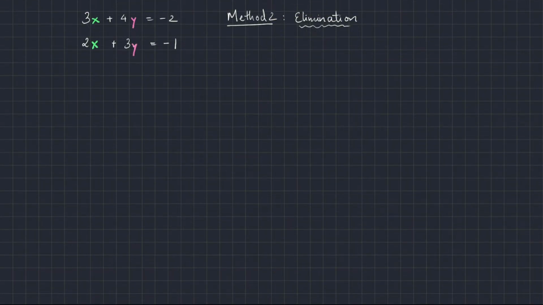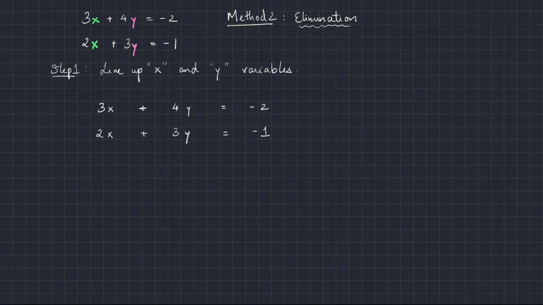We are now ready to learn method 2, which is elimination. We are going to consider the same system of equations as before and show that we get the same solution. For elimination, it is extremely important that the x and y variables are lined up one below the other. In this case, they have already been lined up, but I'm going to write the step down anyway, just to make sure. You can notice that while I line them up, I have actually spaced them out a bit so that we can perform some manipulations.